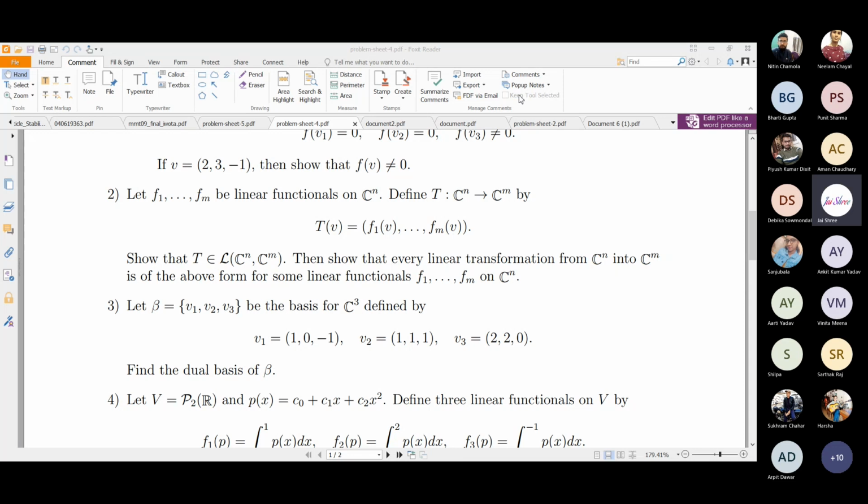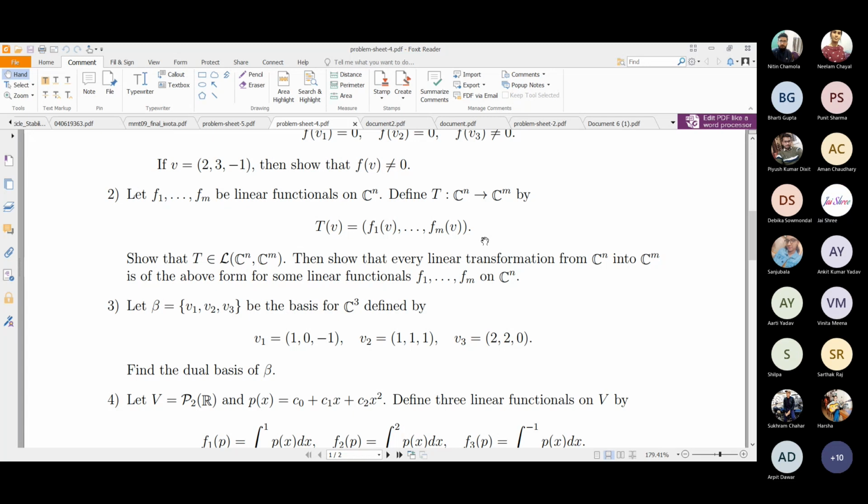So we will take T of alpha v plus w. Okay, so you are trying to show T is linear, right? Yes, sir. Okay, good. Now tell. T of alpha v plus w will be f1 of alpha v plus w up to fm of alpha v plus w. Since we are given that f1 to fm are linear functionals, therefore they are linear transformations. So you can say this T is linear by using the linearity of these functionals, because these are the linear functionals given to you.